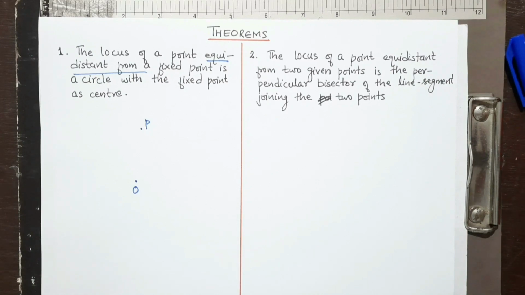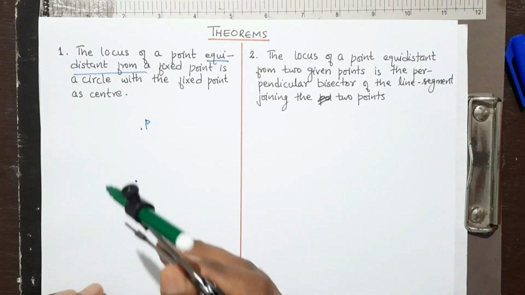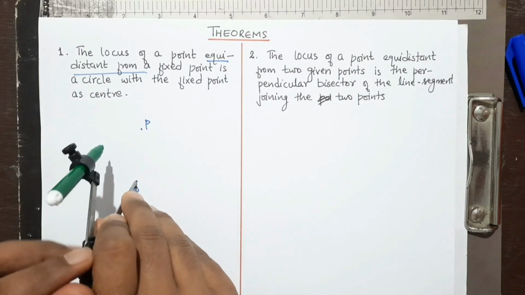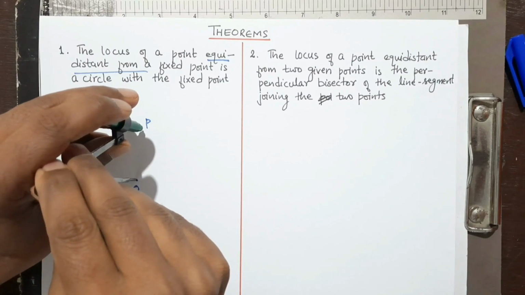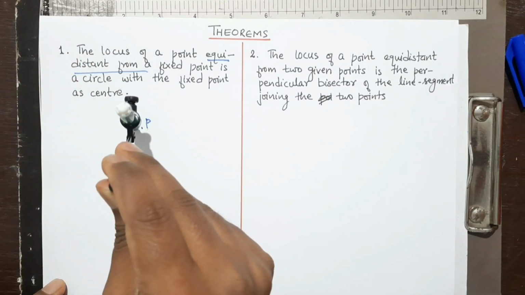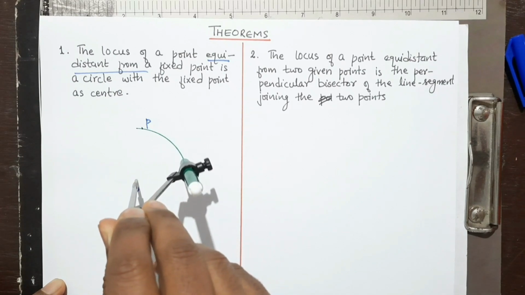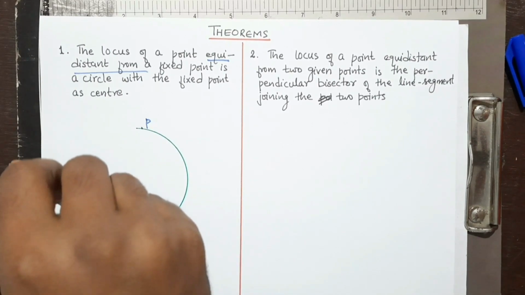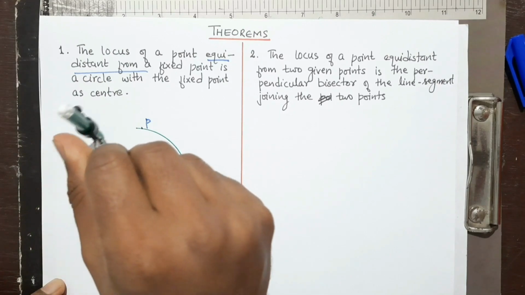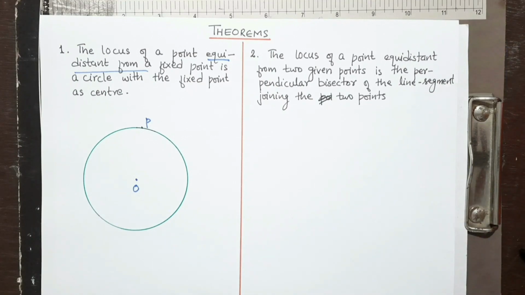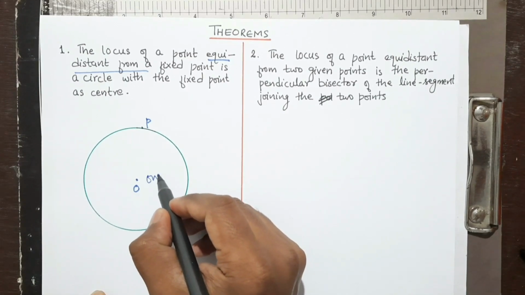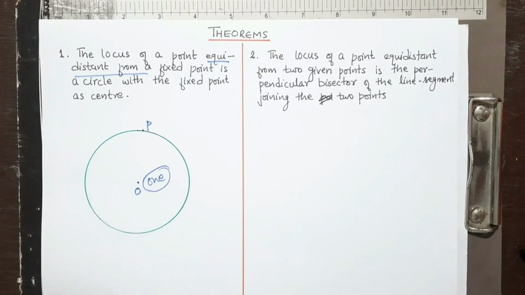Let us construct this locus. This is our fixed point O. I'll keep the compass at O, and this is our rotating point P. Now this point P can move in this path. So in this way the locus of this point P is a circle. So this is the first theorem: the locus of any point equidistant from a fixed point. From a fixed point means here we are talking about one point.